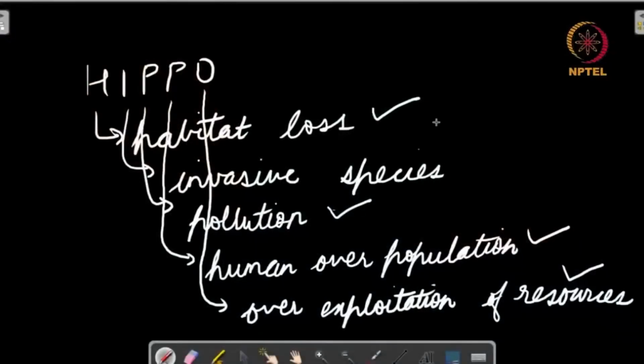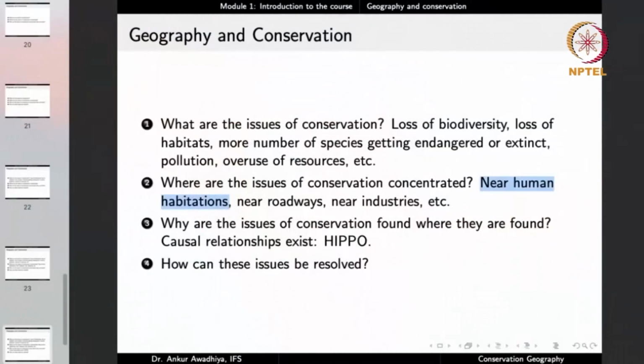And at the same time, we are also getting invasive species, because humans have this tendency to get beautiful plants and animals from other areas and grow them in their own homes or in their localities. Or in certain other cases, when people are moving from one place to another, even without knowing, they can be carrying certain organisms from one place to another. And so when we ask the question, why are the issues of conservation found near human habitations? We are getting that because of all 5 of these factors.